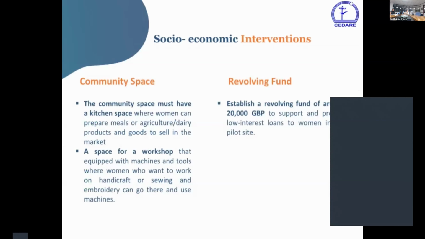The community space for women to produce and sell agricultural goods, alongside workshops for handicrafts, fosters economic resilience crucial for adapting to climate change. Additionally, the revolving funds enhance financial stability, ensuring communities can better withstand environmental challenges. In conclusion, empowering women through these initiatives not only supports local economies but also strengthens community resilience to climate change, promoting sustainable practices that benefit the environment.